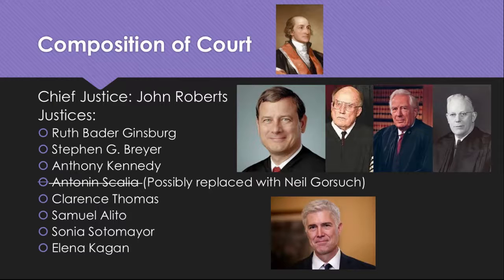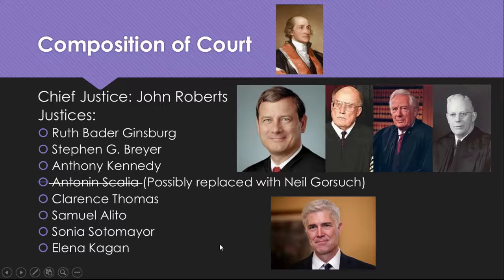And this is going to be the makeup of the Supreme Court. Ruth Bader Ginsburg, Breyer, Kennedy. Now we know Scalia has been replaced with Neil Gorsuch, Thomas, Alito, and Sotomayor. We have a liberal, Ruth Bader Ginsburg. Breyer tends to be more moderate conservative. Kennedy is going to be your swing vote, which means he'll go either way. Gorsuch, conservative. Thomas, conservative. Alito, conservative. Sotomayor and Kagan are both liberal.